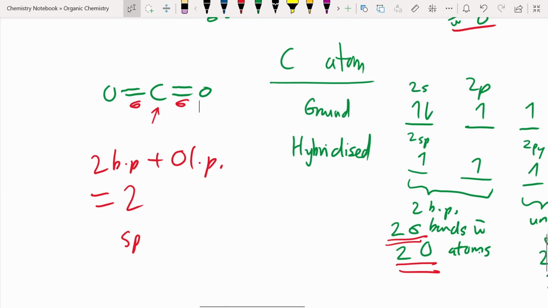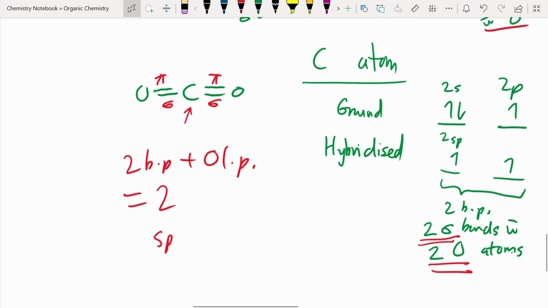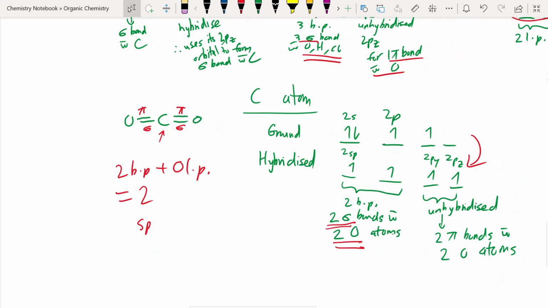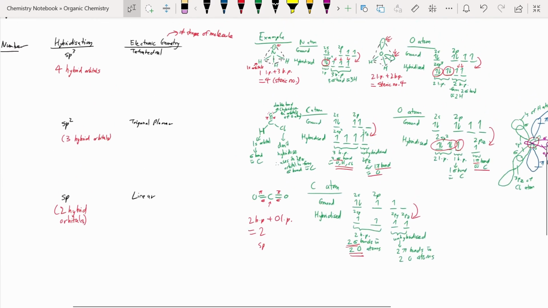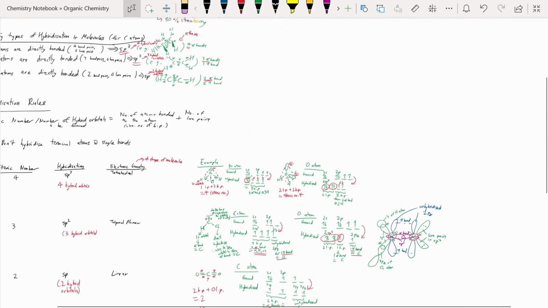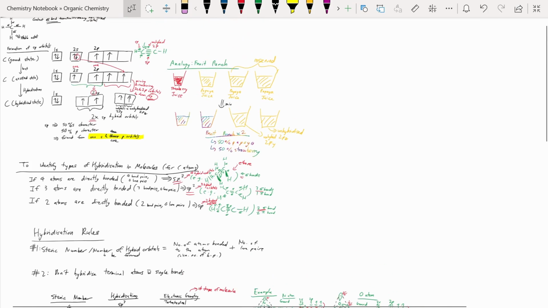So this is how you identify the hybridization for the carbon atom in carbon dioxide. Okay, that's all for hybridization.